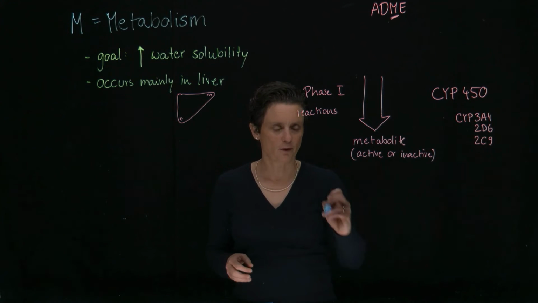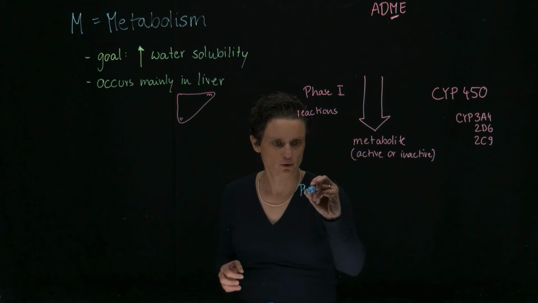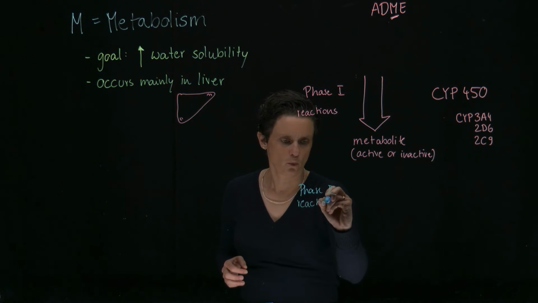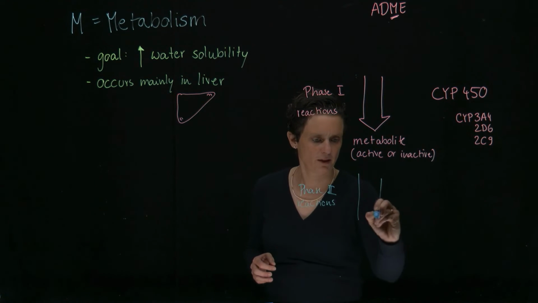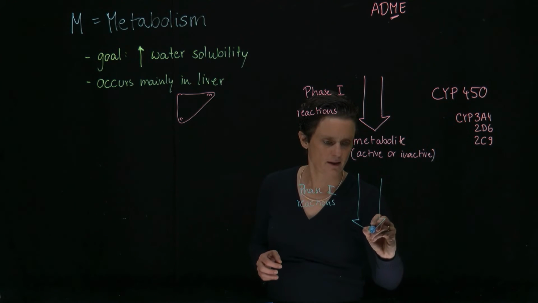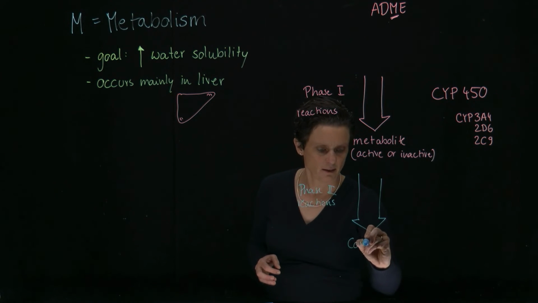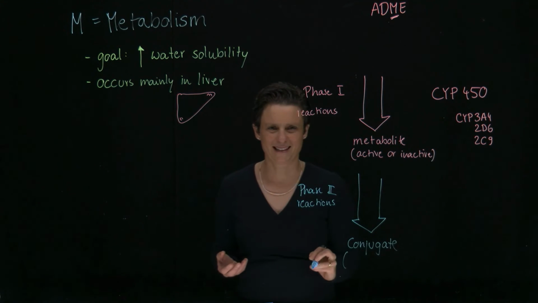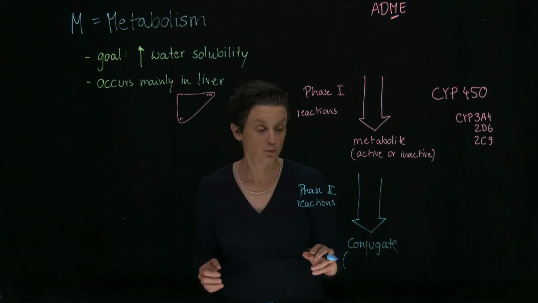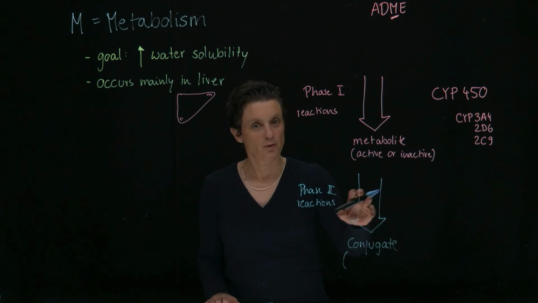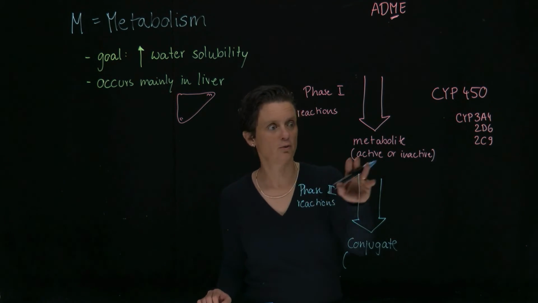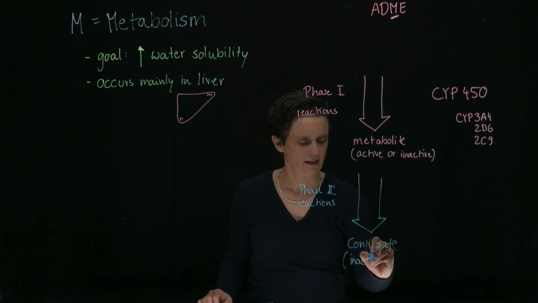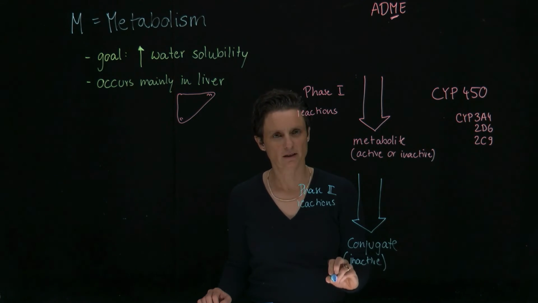And then they can be followed by so-called phase 2 reactions, which usually make this metabolite then more water soluble. So we get some sort of conjugation with, let's say, a glucuronyl group or other groups where we just put some endogenous molecules onto these metabolites, and usually these are inactive. And then they can be excreted by the kidney.